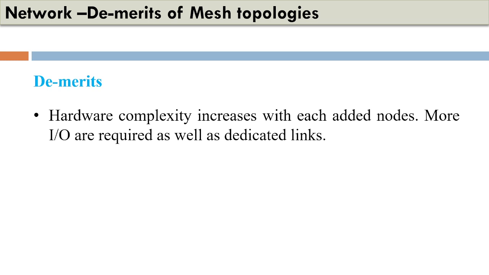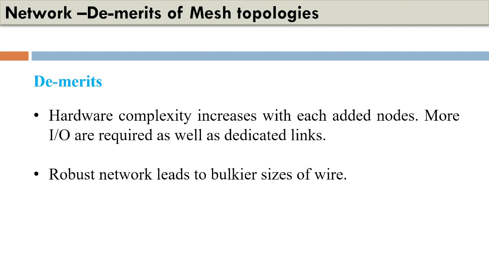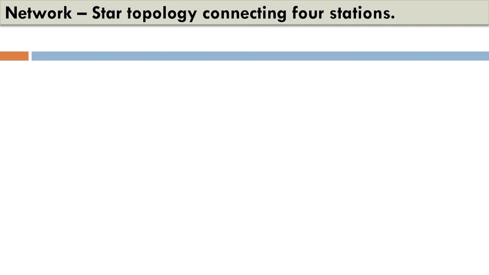So when we increase the nodes, the hardware complexity of the system increases. And since we have dedicated links, more wires, the bulkier the size, and sometimes it really becomes difficult to manage those wired links, and it is very costly.